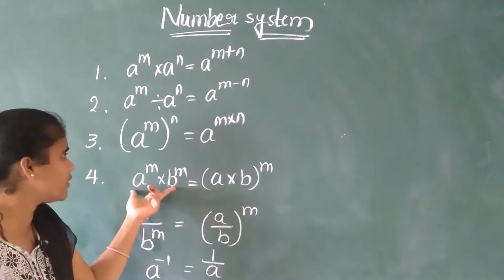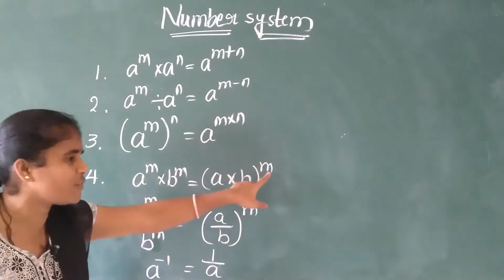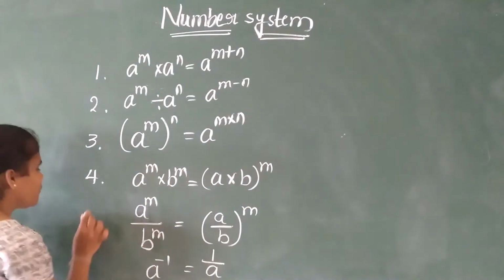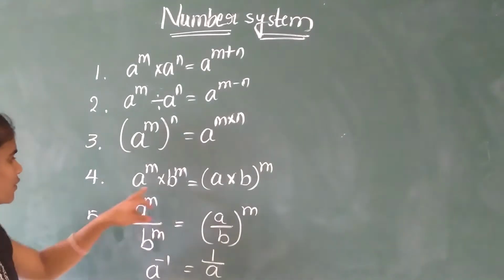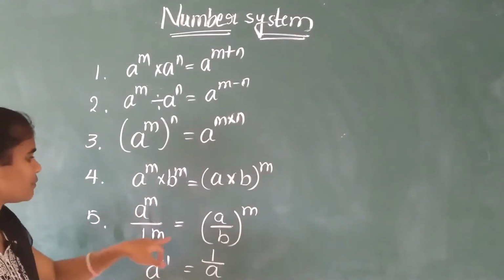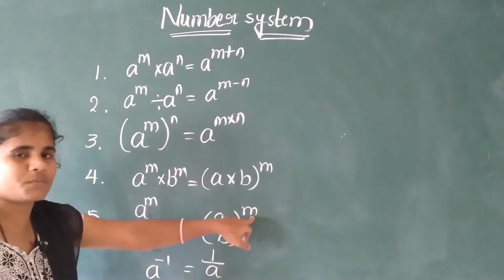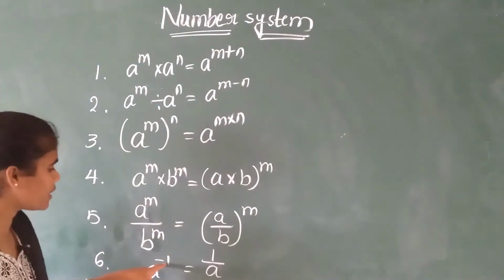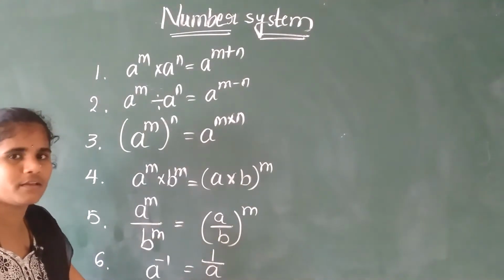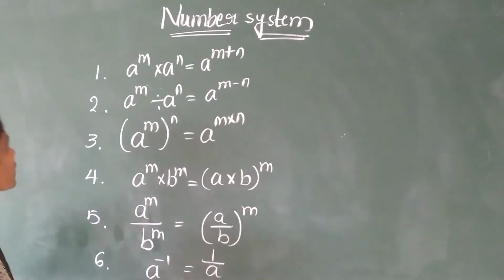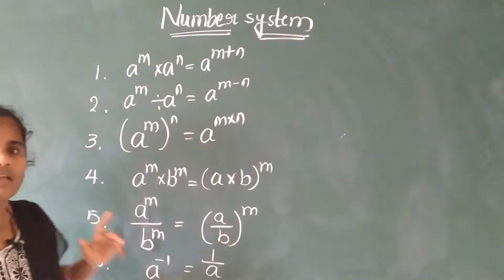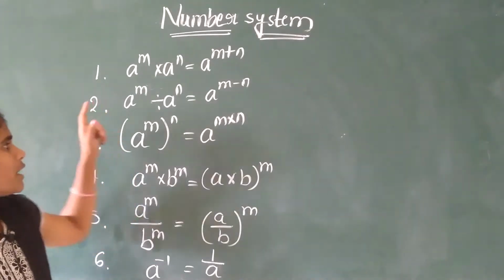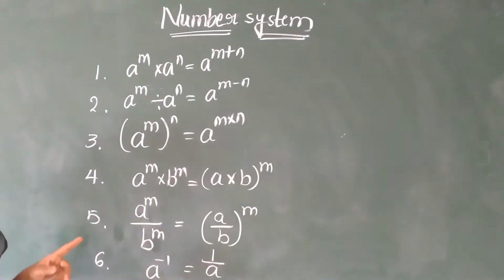Here bases are different and the powers are same, so whole to the power m you will get. And the fifth one is a to the power m divided by b to the power m is equal to a by b whole to the power m, and the sixth one is a to the power minus 1 is equal to 1 by a. And already you have studied in previous classes. Try to learn all these laws of exponents. Okay.